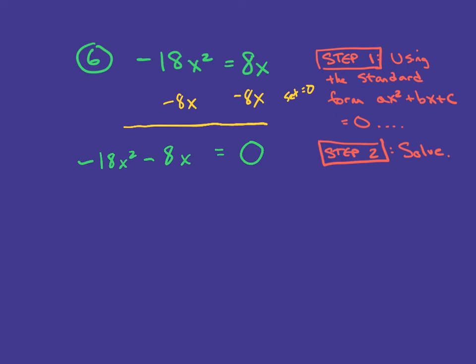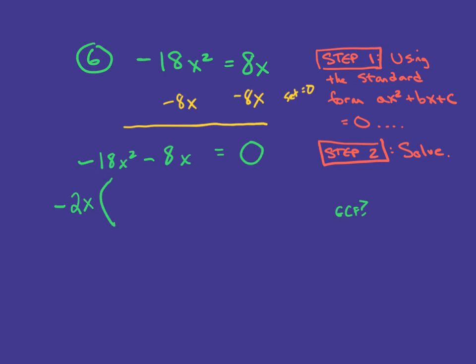Here we've got a binomial, which you'll want to check to see if there's a greatest common factor. In this case, there is. You can take an x out of both terms. You can also take out a negative 2 since they're both even. So we'll do that. We'll take out a negative 2 and an x, and then we'll rewrite what's left when we've done that.